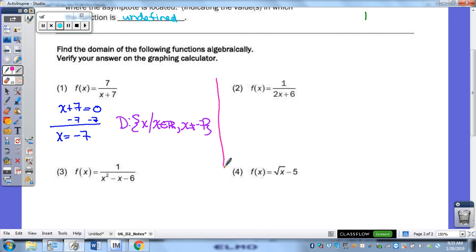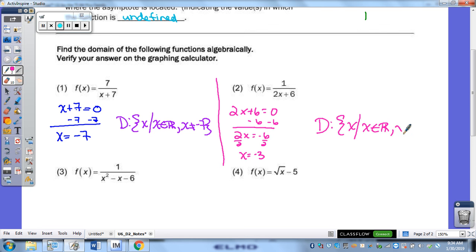All right, let's try the next one. So again, another fraction. So I'm going to set my denominator equal to 0. When it comes to finding the domain, doesn't matter what that numerator is. It's all about the denominator. So let's see, I subtract my 6. Divide by 2. And so we get negative 3. Negative 3 is our one value it can't be. So our domain, x is an element of the reals, except x cannot equal negative 3.